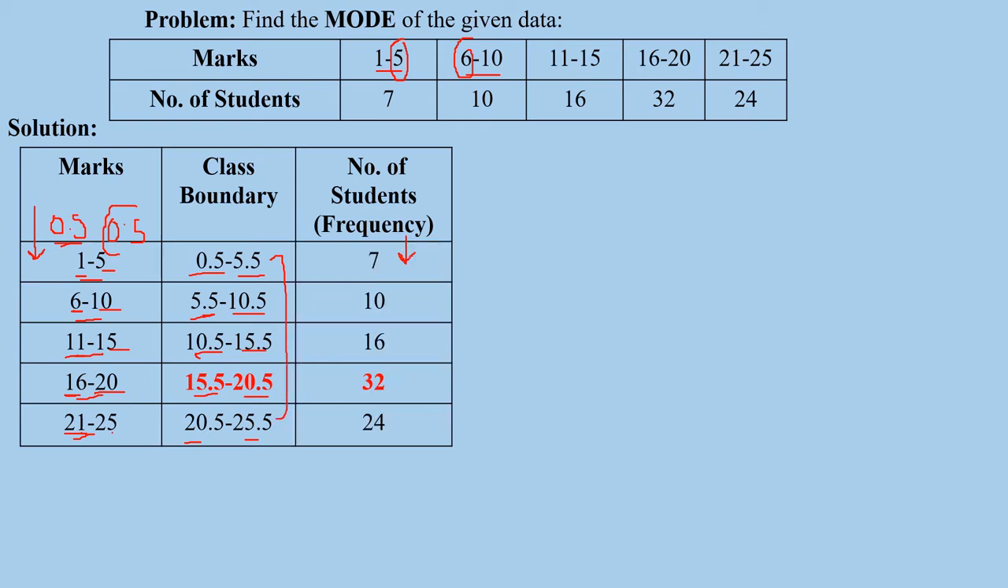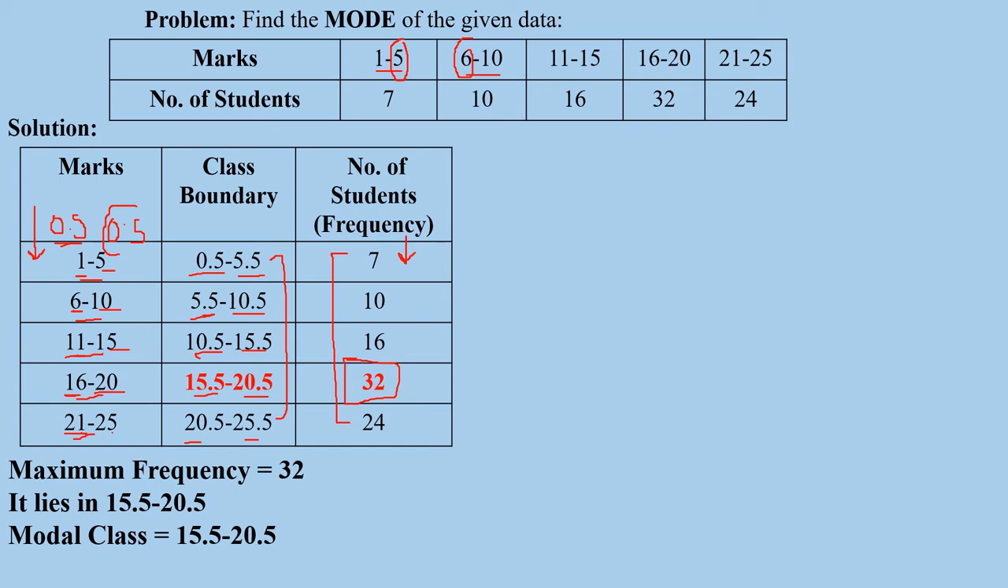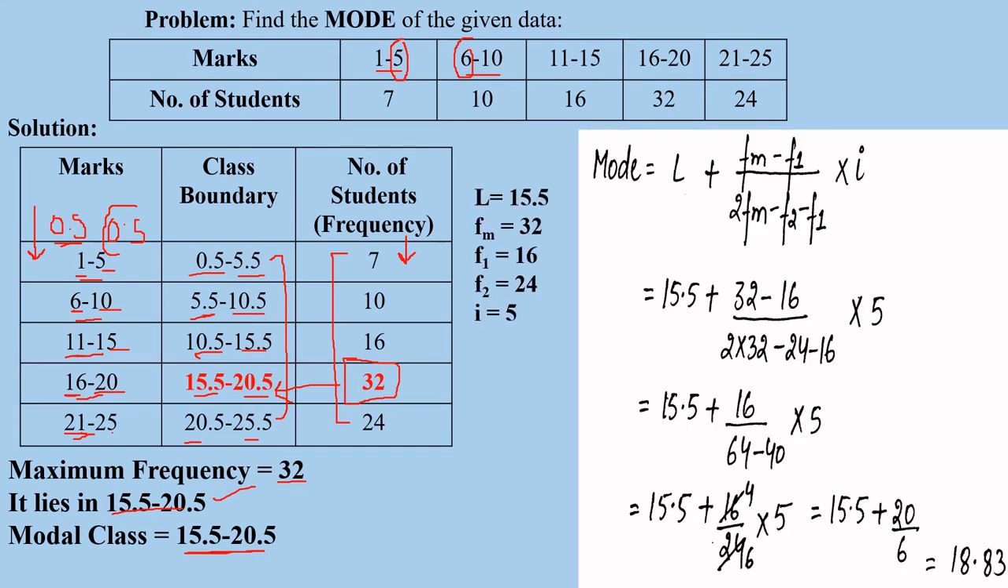Look at the values of frequency and observe which is the highest value of frequency here, and 32 is the maximum frequency in this data. So the value of maximum frequency is 32, hence the modal class is 15.5 to 20.5. Because the value of maximum frequency lies in this class interval, this class interval is called modal class. The value of mode is calculated by using formula L plus (Fm minus F1) upon (2Fm minus F2 minus F1) into I.